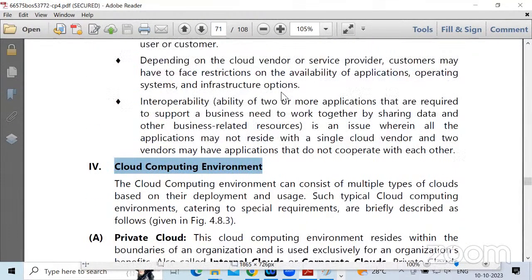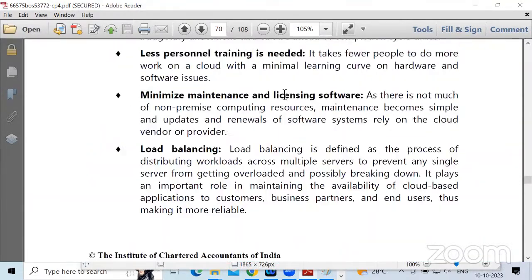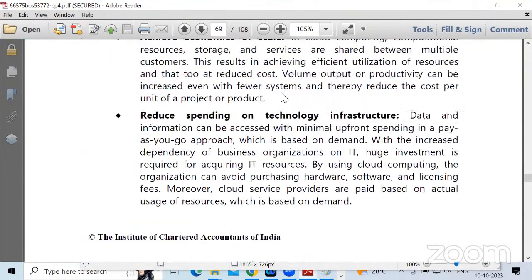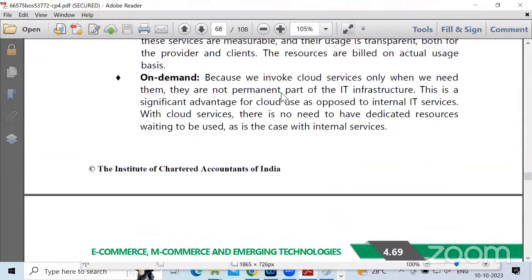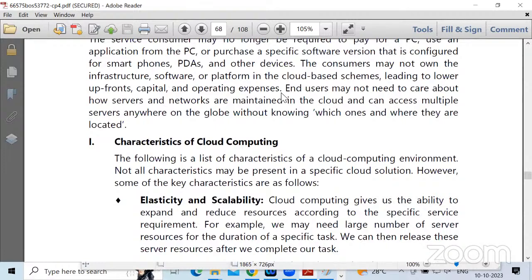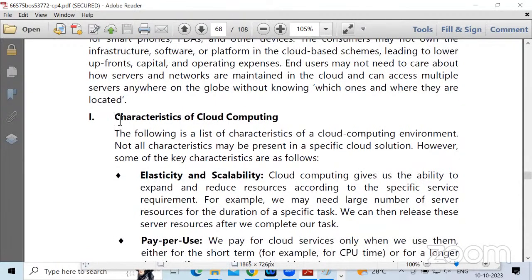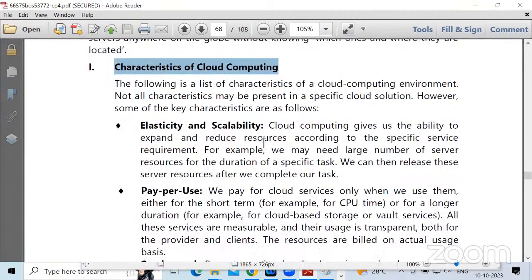There is something called cloud computing features. Features means you have to mention the features of IaaS, PaaS, and the network as well. Characteristics of cloud computing means you have to mention these characteristics, nothing but the features of cloud computing.